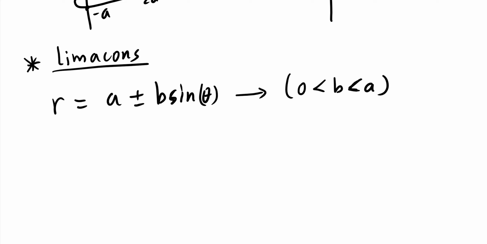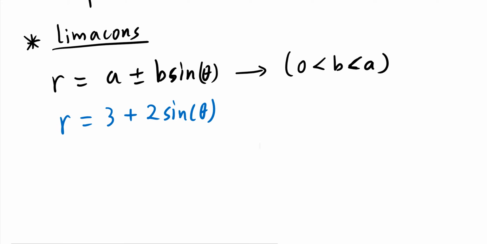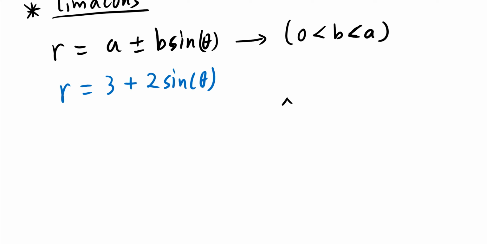It doesn't always have to be like this, but in this section we're going to deal with it this way: 0 less than B less than A. So if I look at r equals 3 plus 2 sine theta, how do I graph this?